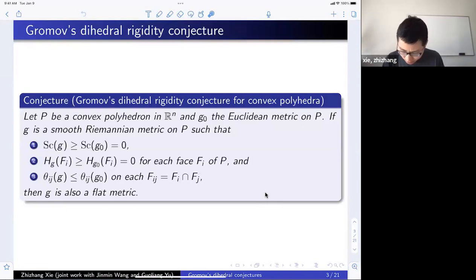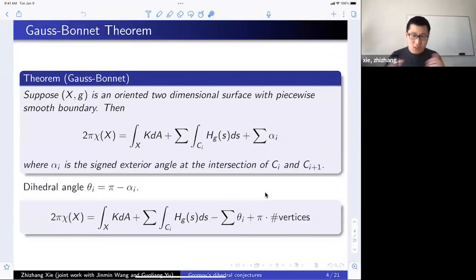It is amazing to have a phenomenon like this. But let me explain a little bit, from the point of view of Gauss-Bonnet, where these two conjectures sit.